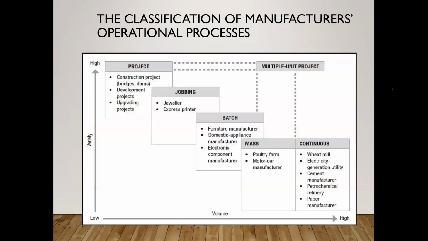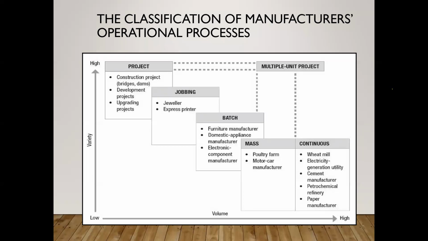All right, so the next illustration shows examples of the classification of manufacturers' operational processes. You realize that for projects, there is high variety and volume is quite low. So construction of projects and bridges, development projects, upgrading projects, the variety level is high, but if you look at the volume that they churn out, it's very low. For jobbing processes, the variety is somehow high and the volume is in between low and high, so medium. For batch processes, we have variety being averagely high and the volume also averagely high. But for mass production and continuous production, you see that the volume is high, but the variety is low.